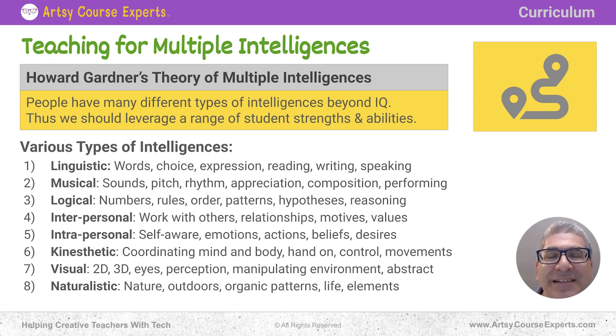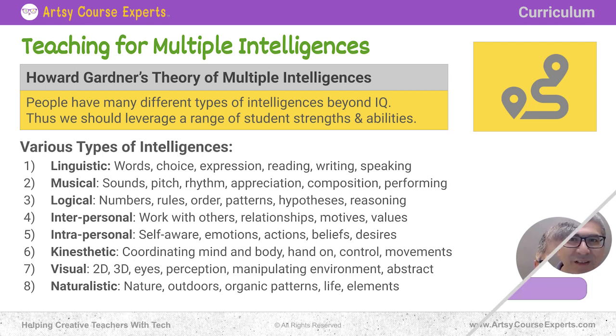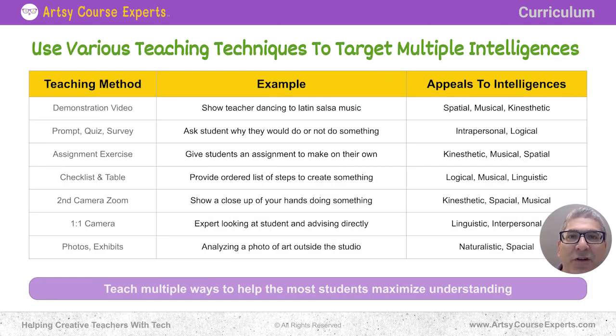These are the different kinds of intelligences that Gardner called out. As a teacher, you're going to want to target intelligence. Remember, people can be intelligent in a couple of different ways. As a teacher, or maybe you're a community leader, you're going to want to use a variety of tools to teach these different kinds of students. As an example, you may want to use demonstration videos to help students who are really great at spatial and music and kinesthetic. You may want to use prompts or surveys for students that are great at interpersonal and logical.